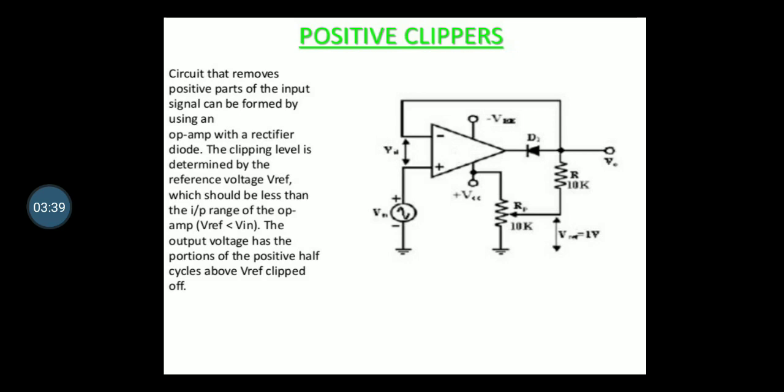Looking at the positive clipper, a circuit that removes the positive part of the input signal can be formed by using an op-amp with a rectifier diode. The clipping level is determined by the reference voltage V reference, which should be less than the input of the op-amp. The output voltage has the portions of the positive half cycles above V reference clipped off.